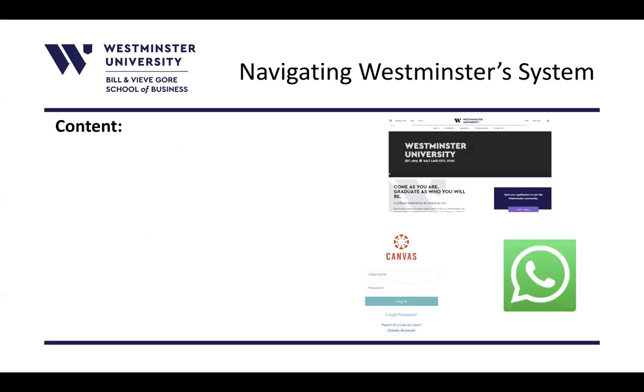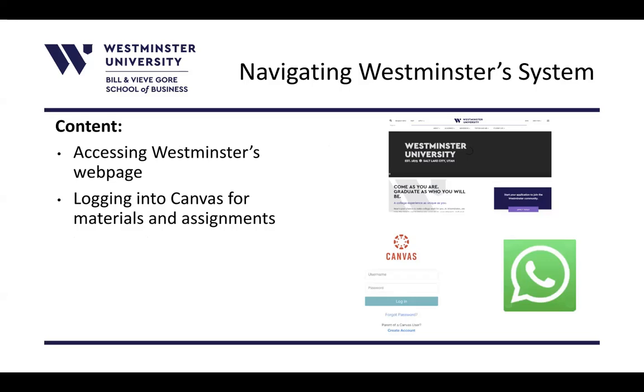There are 3 main sources that will be used throughout this course, aside from a QuickBooks account. First, Westminster's webpage. On this webpage, tools for Westminster students can be accessed and utilized. Next, there's Canvas. This will allow you to access materials and assignments for this course. For these first 2 items, a separate video has been made to show you step-by-step on how to access both of these sources. Please watch that video to become comfortable with accessing Westminster's webpage and logging into Canvas.